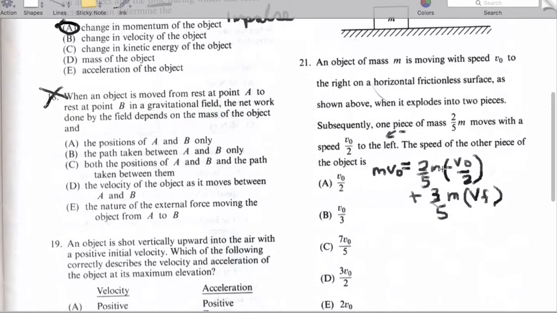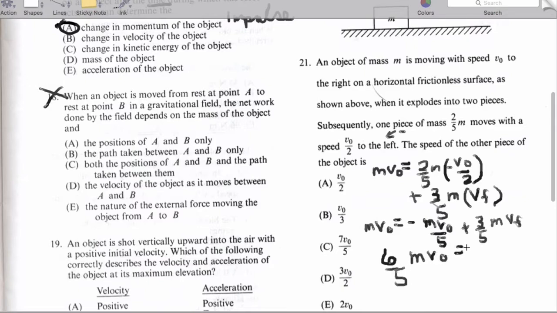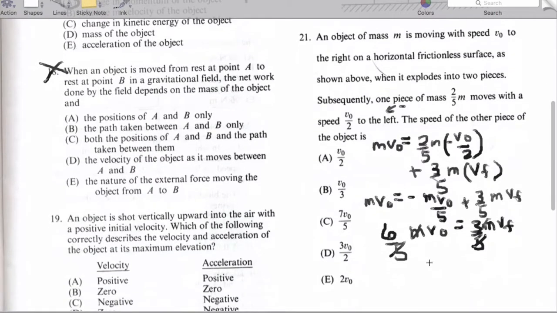So let's isolate a couple things. When I bring this to the other side, I'm going to get mv0 equals negative mv0 over 5 plus 3/5 mv final. That's going to give me 6/5 mv0 equals 3/5 mv final. I can cancel the 5s, the m's. I divide, and I end up getting that v final is simply 2 v0. Excellent.